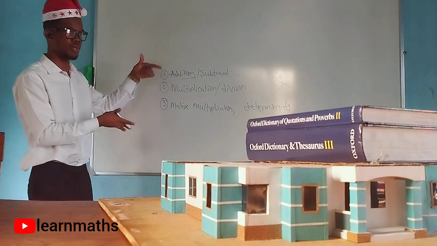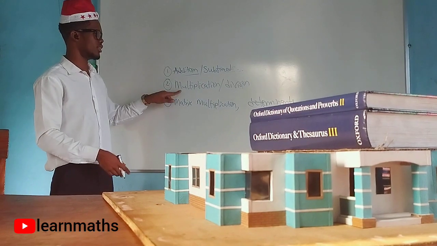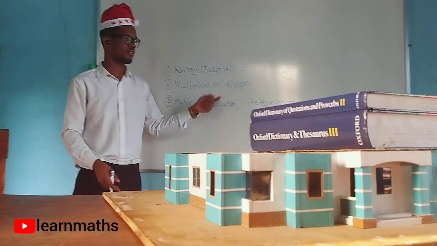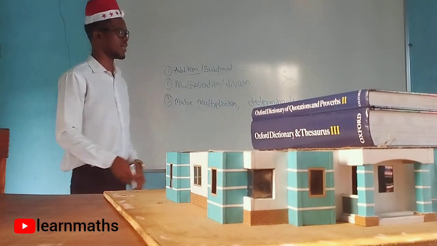Okay, these are like the major things we can look at today: addition and subtraction of matrices, multiplication and division of matrices, then matrix multiplication of matrices, then determinant of matrices. These will be our key points for today.